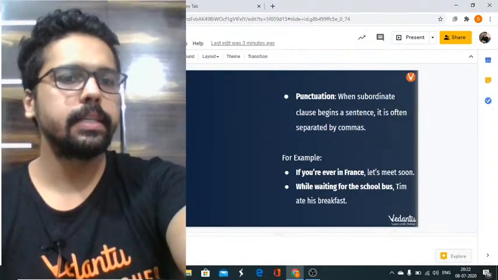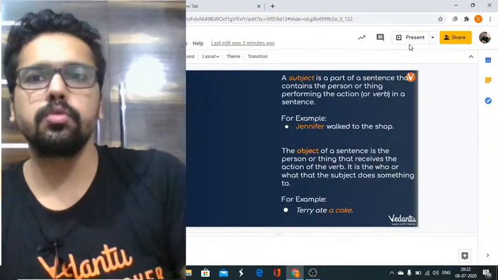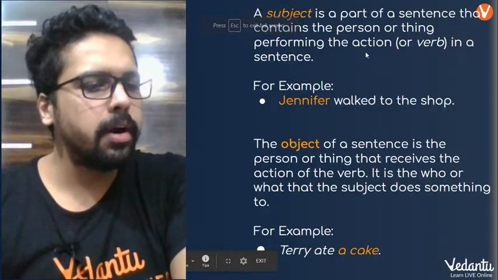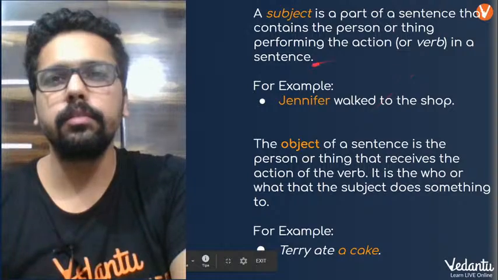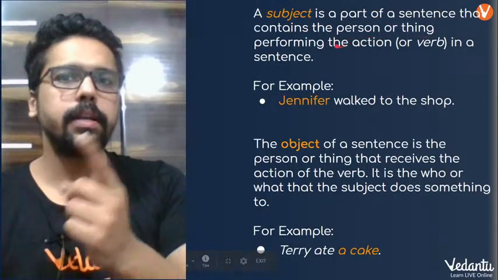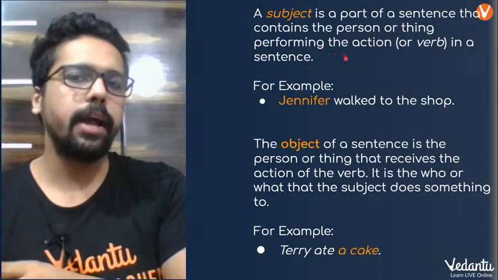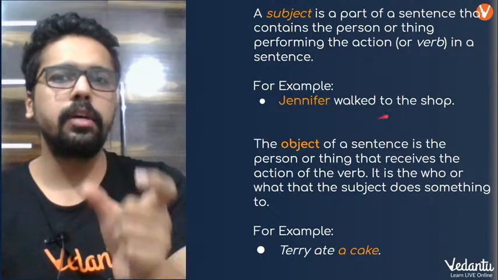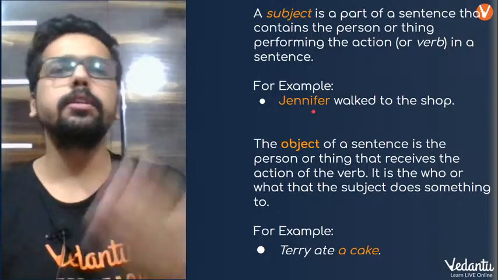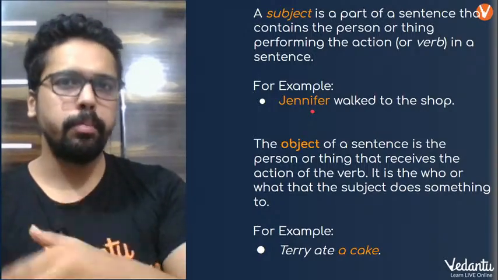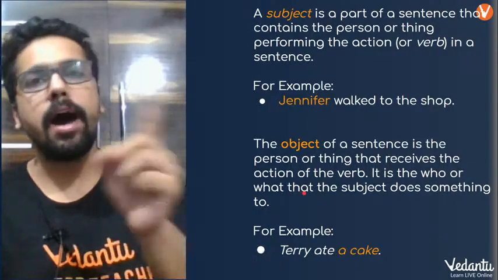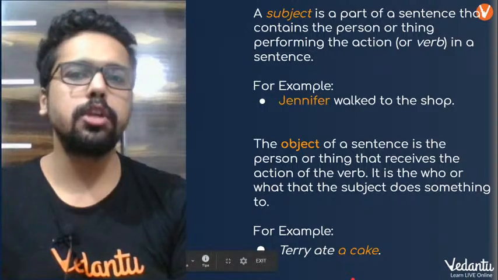One minute right now. This is what subject and object are. For those who have missed the subject and object part, few of you have doubts in it, so I'm just repeating this for you. A subject is a part of a sentence that contains a person or thing performing the action. In this example, Jennifer walked to the shop, the word Jennifer is the subject. Subject just means the doer of the action. Any noun or pronoun before the verb who is performing the action is a subject. And any noun or pronoun after the verb, the receiver of the action, is the object.